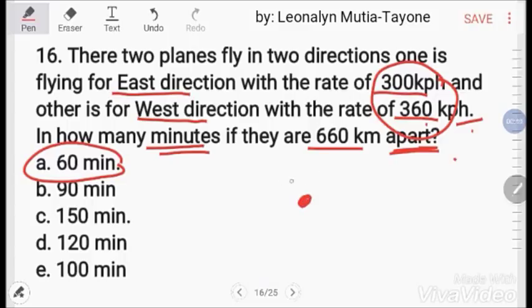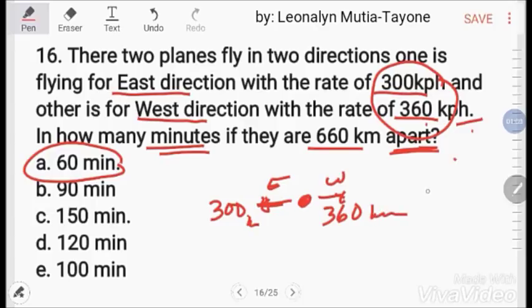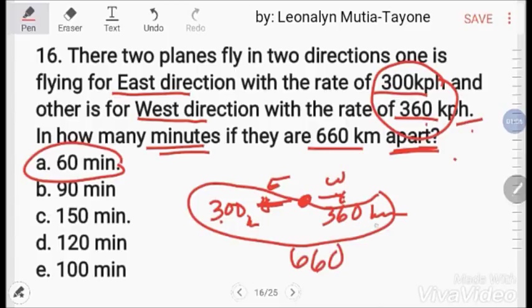Nandito sila, pareho. Papunta sa east yung isa, papunta naman sa west yung isa. Sa isang oras, makaabot na siya ng 300 kilometers. Sa isang oras din, yung isa naman ay makaabot na ng 360 kilometers sa isang oras yan. Itong dalawa naman to, 300 plus 360, that is 660 sa parehong isang oras. So, the answer is 60 minutes.